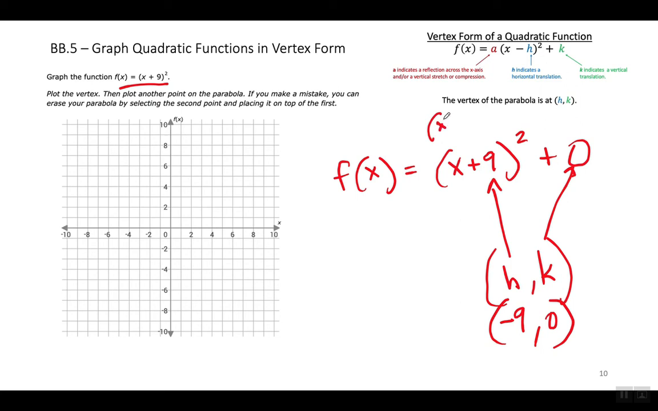So remember, this is x minus negative 9 in order for it to become x plus 9. Because look at the formula. The formula is x minus h. So h has to be negative 9.